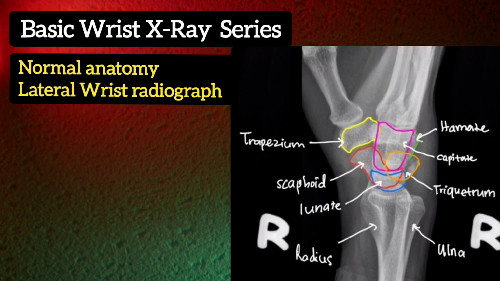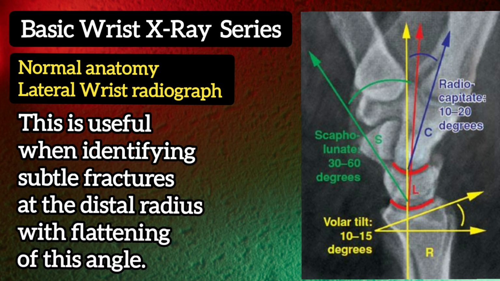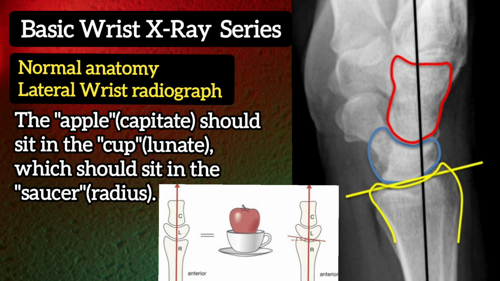Normal anatomy lateral wrist radiograph. The distal articular surface is angled 10 to 15 degrees anteriorly. This is useful when identifying subtle fractures at the distal radius with flattening of this angle. Articular surfaces of radius, lunate and capitate should be in a straight line and be congruent, parallel. The apple, capitate, should sit in the cup, lunate, which should sit in the saucer, radius.